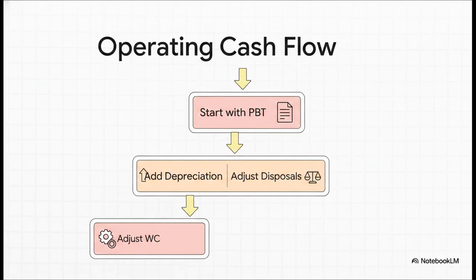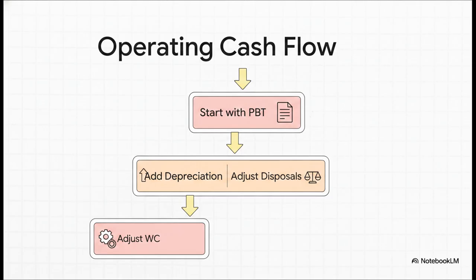Okay, now the sequence for the indirect method of calculating operating cash flow is exactly what you need to memorize for your exam workings. It's a real game changer. You always start with profit before tax. Then you adjust for non-cash items, so you add back depreciation and adjust for gains or losses on disposal, plus any movements in provisions. Then comes the tricky part.